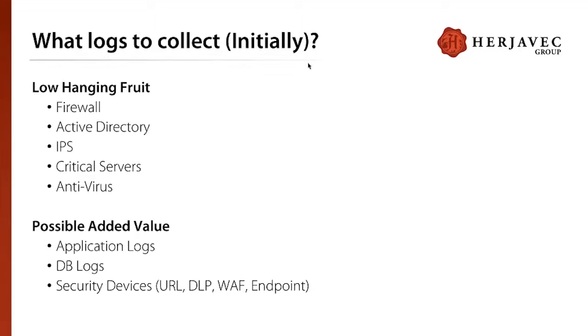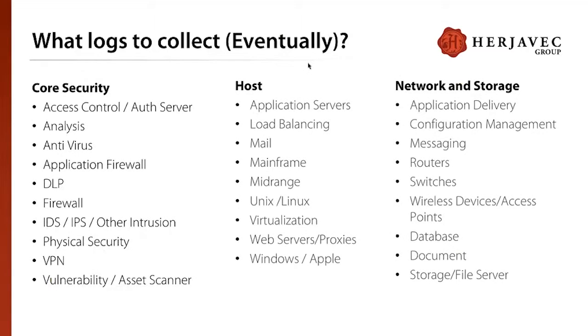So we don't recommend to boil the ocean. We recommend to start with a phased approach with the low-hanging fruit types of devices. These are your standard stuff, your firewall, your AD logs, critical servers, antivirus, as well as your IPS systems. Basic stuff just to get some data flowing, some use cases built. Also, considering each environment's different, but application logs from core applications as well as database and security device logs would be the first wave. And again, this is designed to just give you something to walk away with from this webinar with some examples to use.